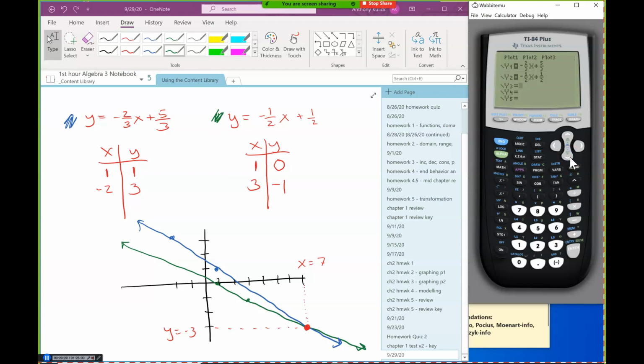Although you can still do it with just division. You can just do 1 divided by 2 times x plus 5 divided by 3, and the calculator knows what you're doing. So take a minute, let you guys type those in, and we'll talk about what to do next.